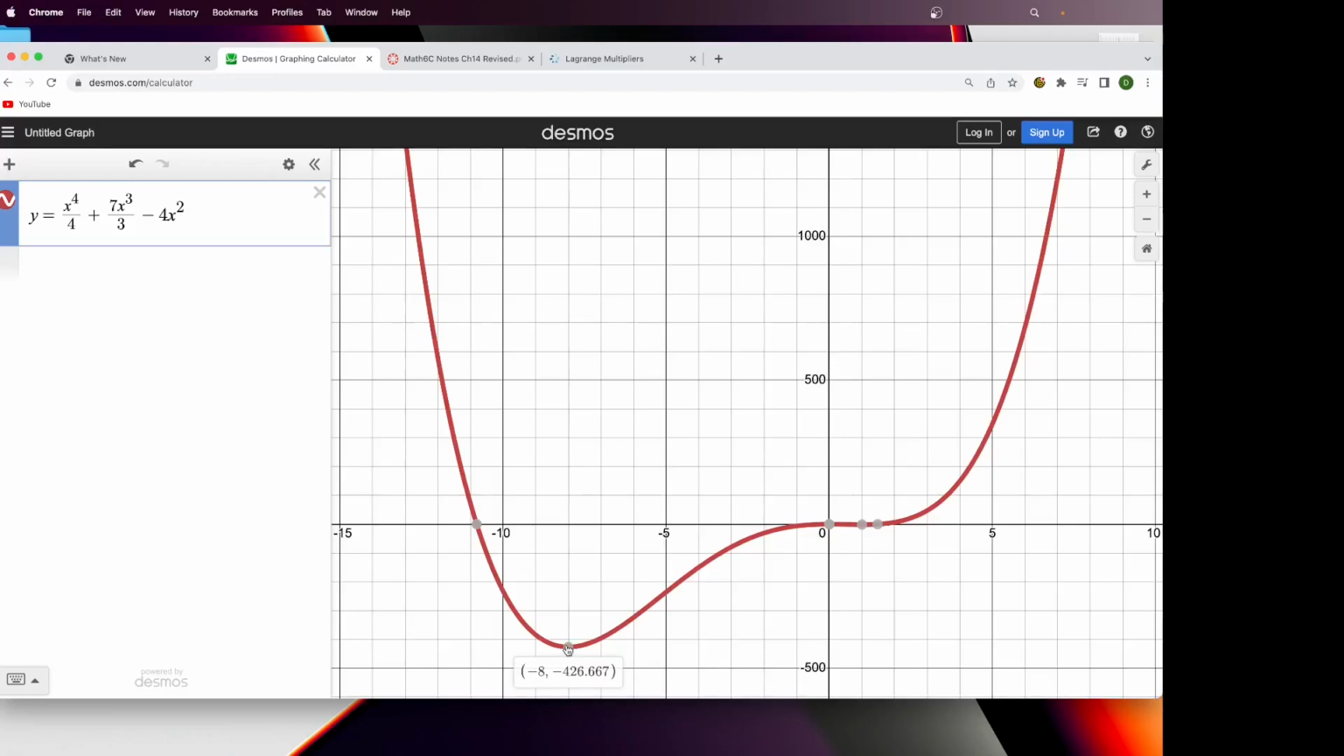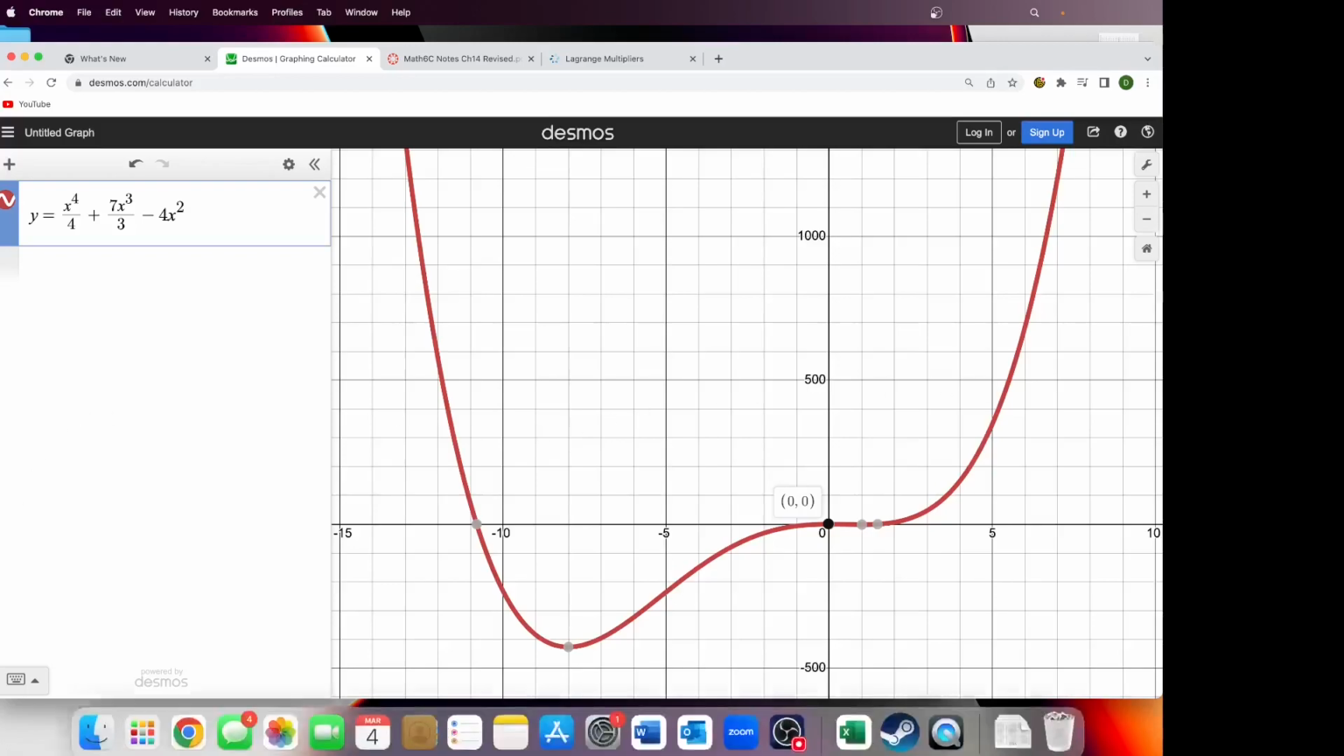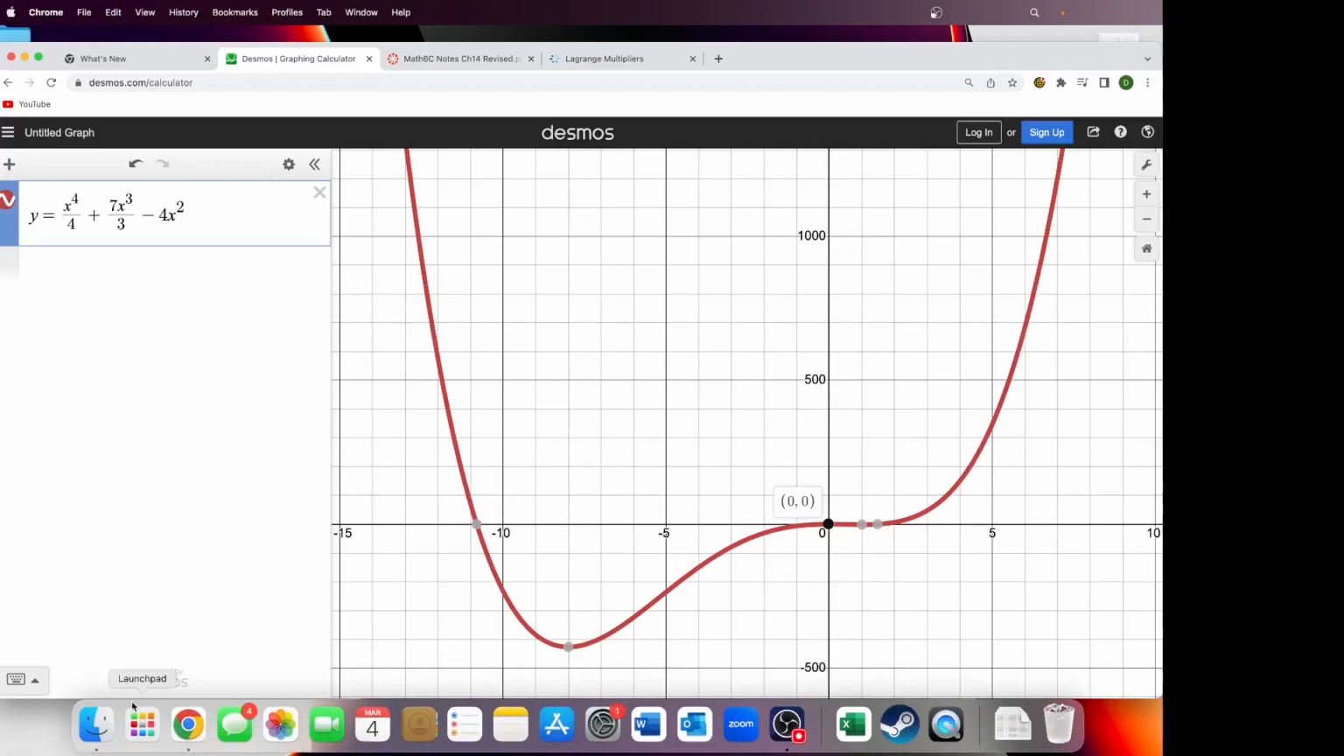But if I was saying that this was the absolute maximum value, it's not true, right? If I was saying that (0, 0) was the absolute maximum value, it's not true, because here's (0, 0) right there, and you can see that there are lots of values that are higher up than it, infinitely many values, in fact.